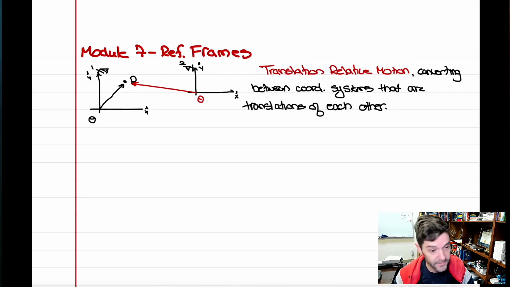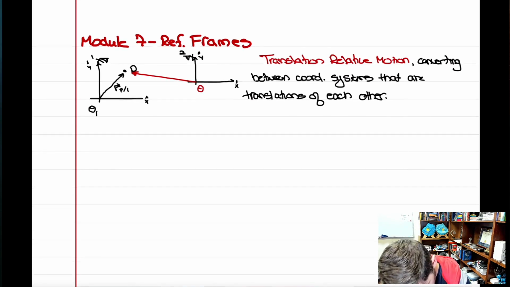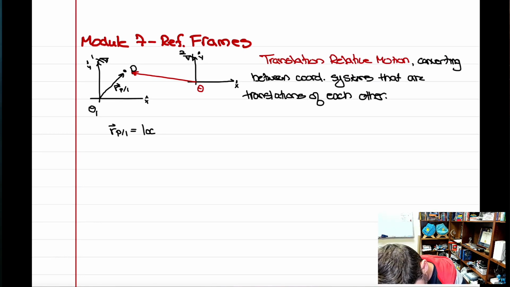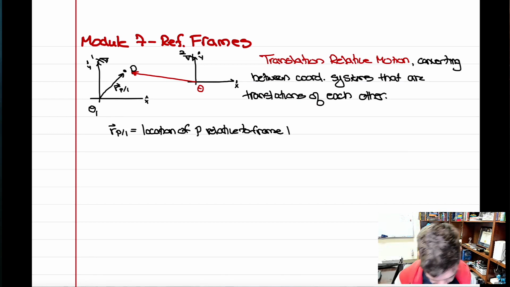So let's take the two vectors I have on the screen. I have person 1, person 2, they're each looking at the particle. For their given coordinate system, from their given origin, I can write this vector r, but I'm going to write it as r of p relative to 1. So this notation that I'm introducing, p divided by 1, is the location of p relative to frame 1. Again, meaning that the arrow is just emerging from the origin of frame 1.